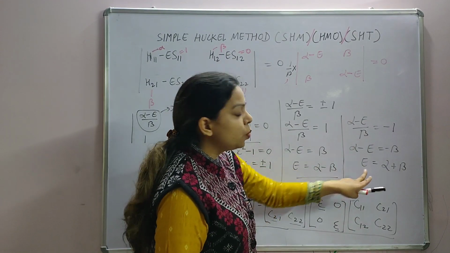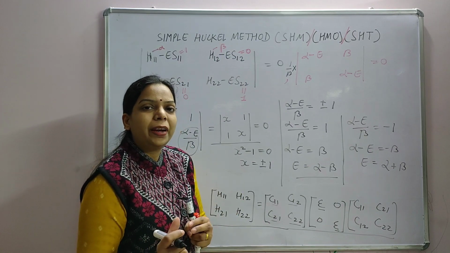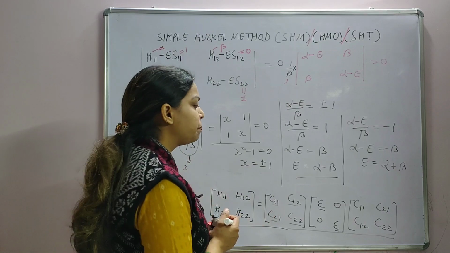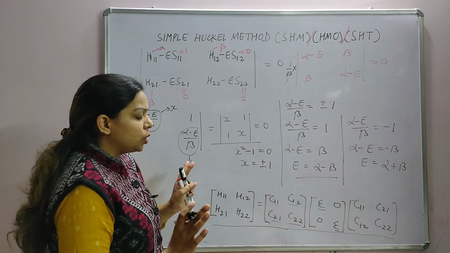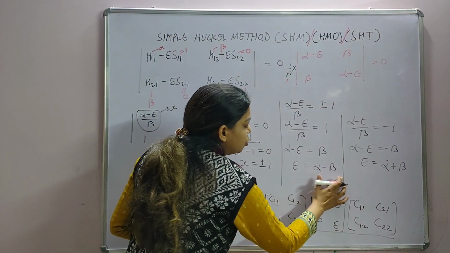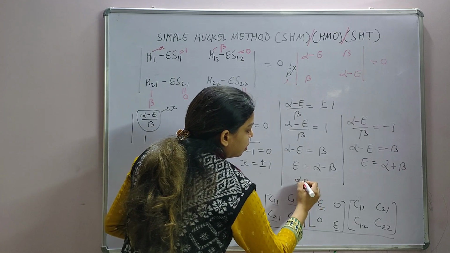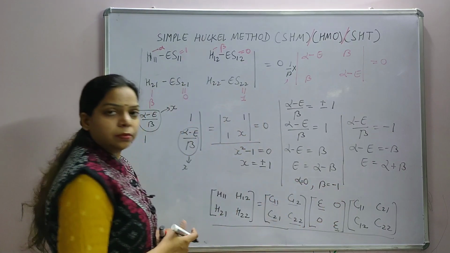Out of these two, one has to be the energy of the bonding molecular orbital, another one has to be for the anti-bonding molecular orbital. We make a few more assumptions so that we can be clear about things. Now I assume here alpha is equal to 0 and beta is equal to minus 1.